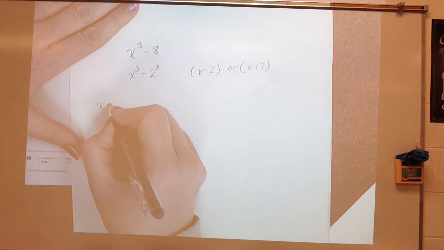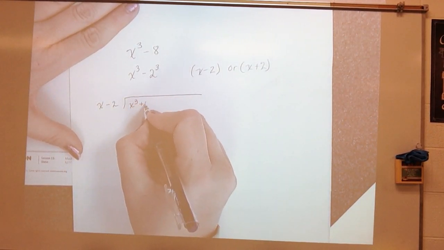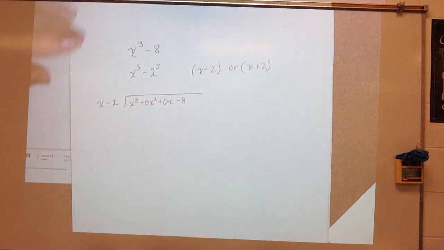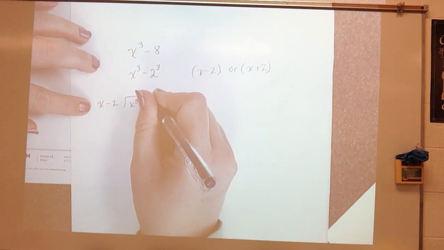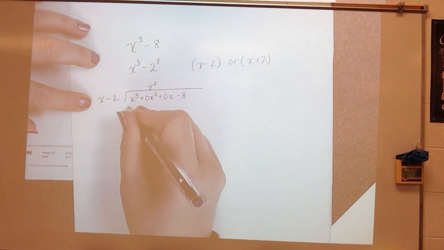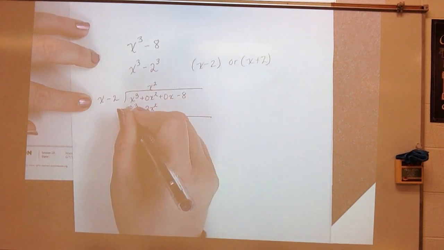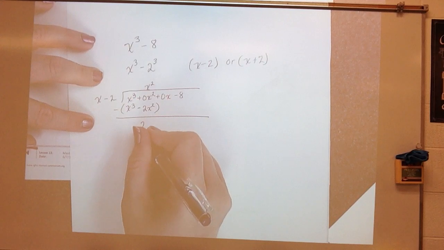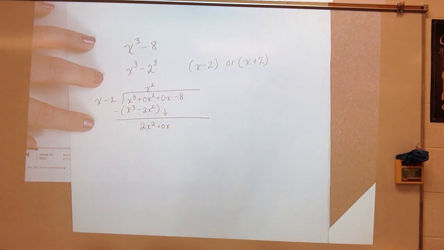So I'm going to do x minus 2. And remember, when we do long division, we've got to fill in those missing factors. So we're missing an x squared and an x. All right, so x times what gives me x cubed, that would be x squared. So I get x cubed minus 2x squared. Subtract. So 0 minus a negative 2 is positive 2x squared. And bring down my 0x.